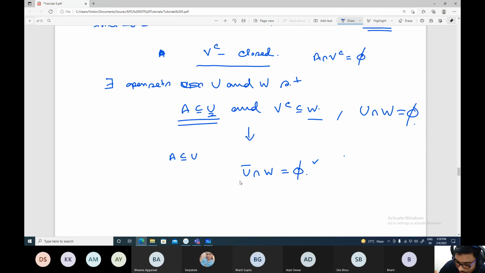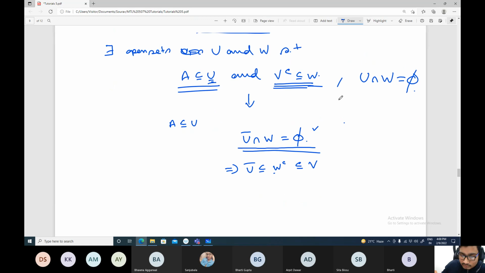Right, U closure intersection W is equal to phi. And this implies U closure is a subset of W complement, right? Is it clear? Yes, sir. U closure is a subset of W complement, and W complement is a subset of V, from here.